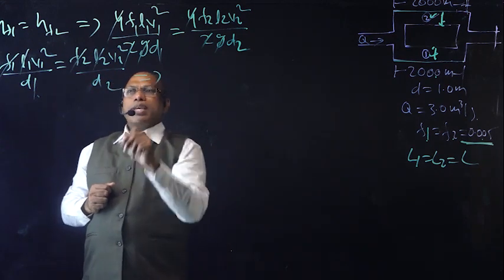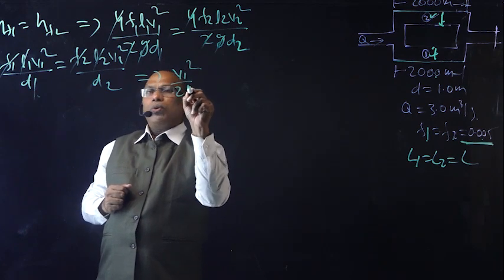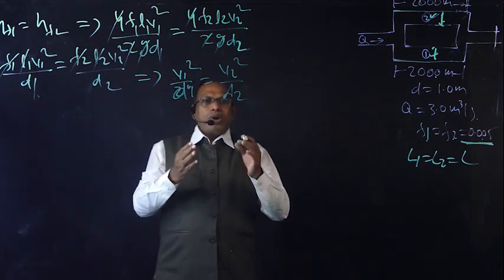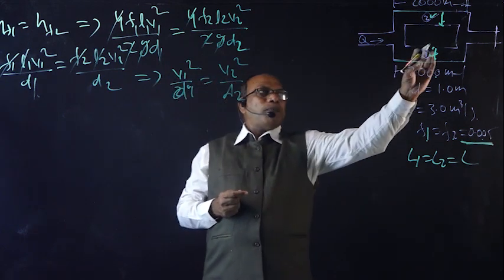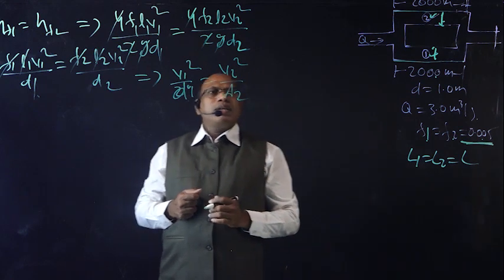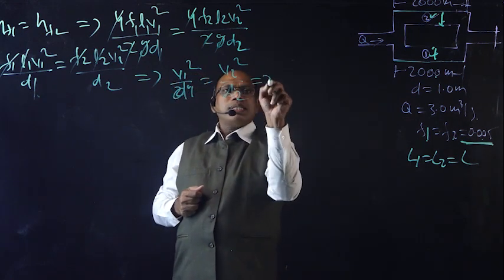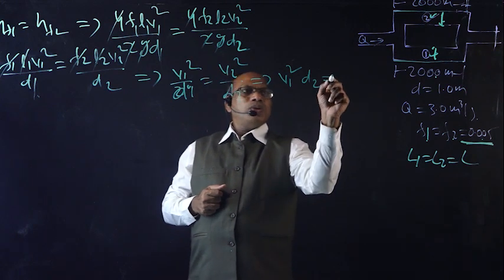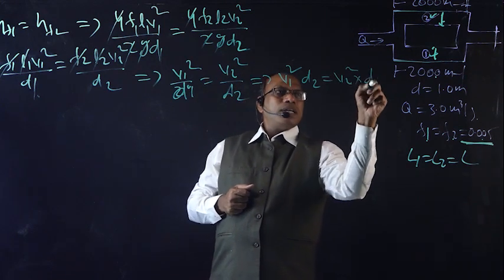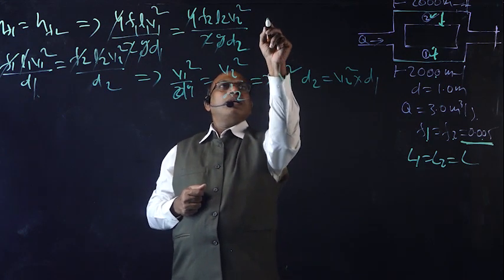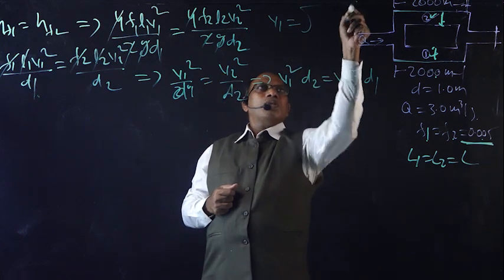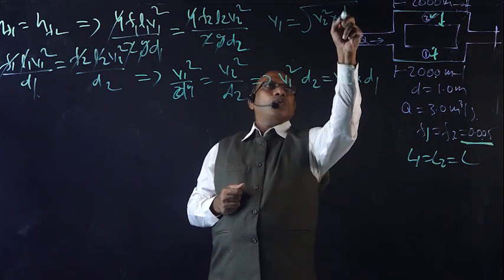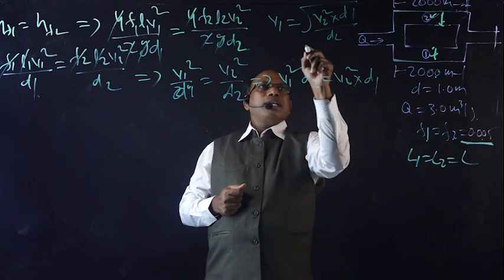Now we have, from this equation, V1 square by D1 is equal to V2 square by D2. Now we are going to develop the relation between the velocity in pipe 1 and velocity in pipe 2. What is the relation? This is equal to V1 square D2 is equal to V2 square D1. Therefore, V1 is equal to square root of V2 square into D1 divided by D2.